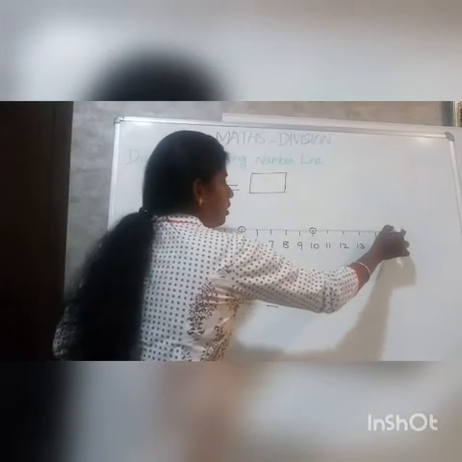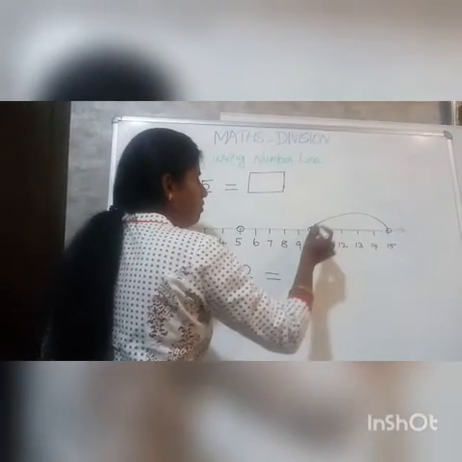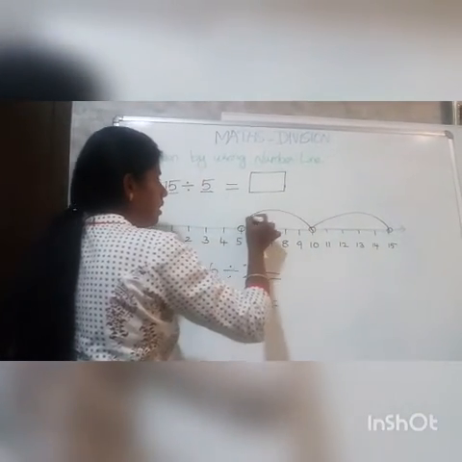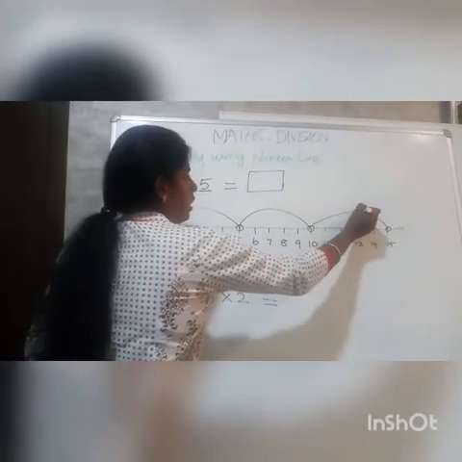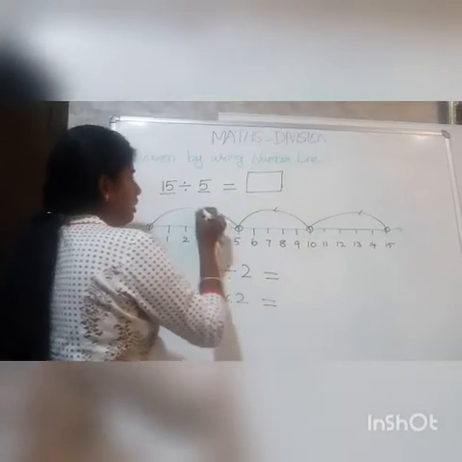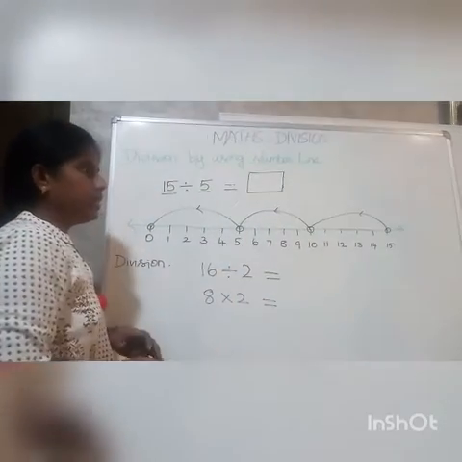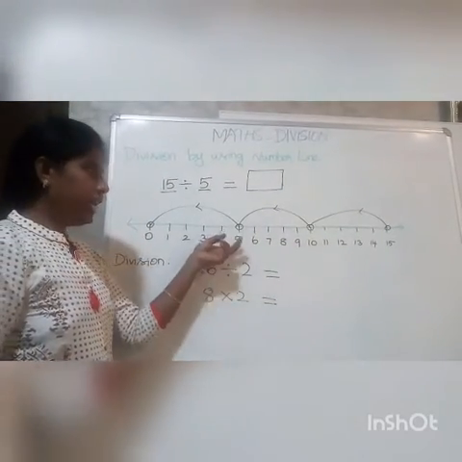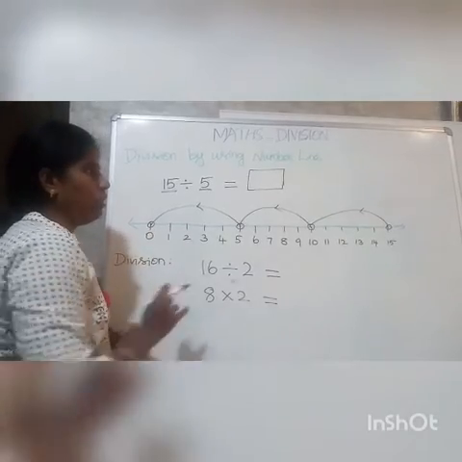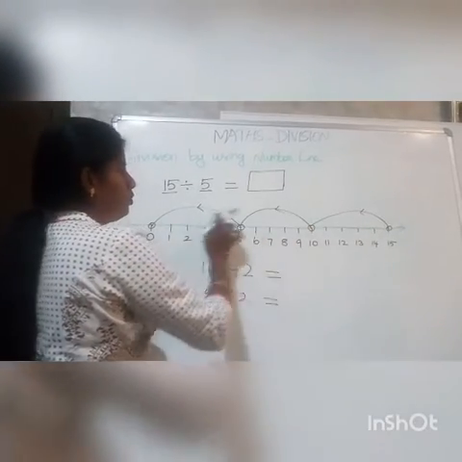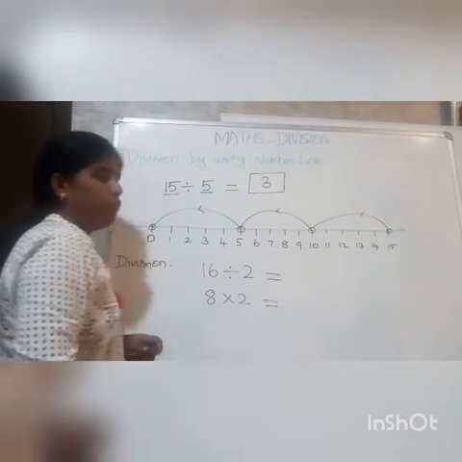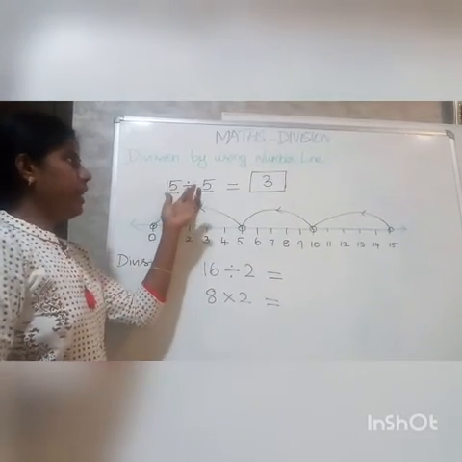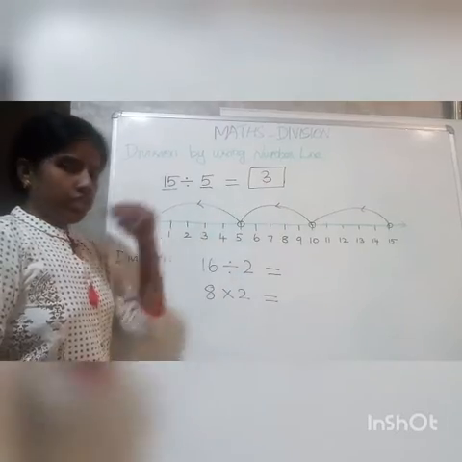Now we need to count how many times we have jumped. So 1, 2, 3. Here we have done skip counting by 5s in the backward direction till we reach 0. So we have jumped 3 times. So 3 is the quotient for this question. 15 divided by 5 is 3.